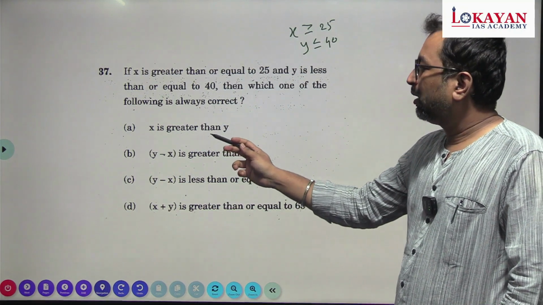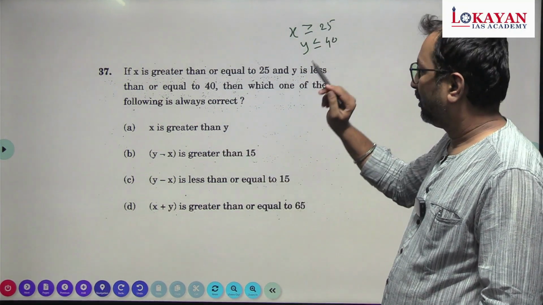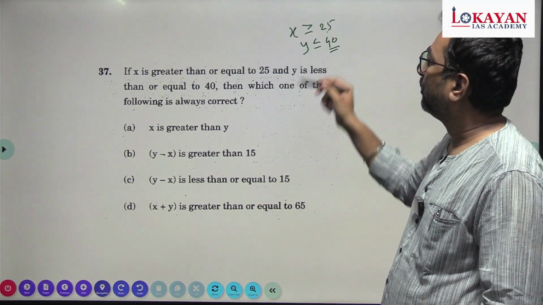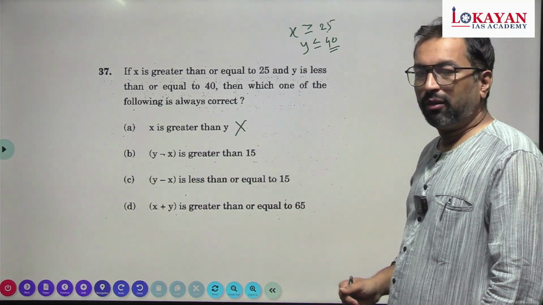So first option says x is greater than y. Now, when I take y as 40 and x as 25, does x become greater than y? No. So first statement is wrong.